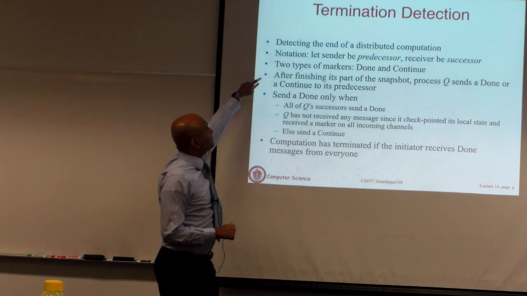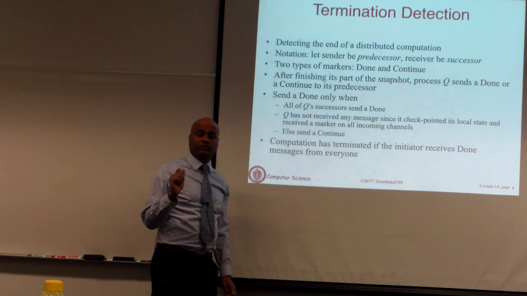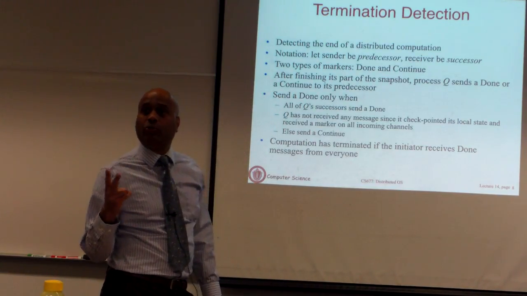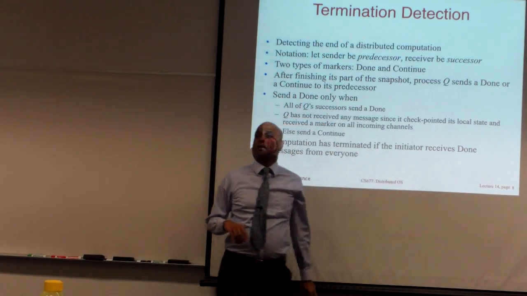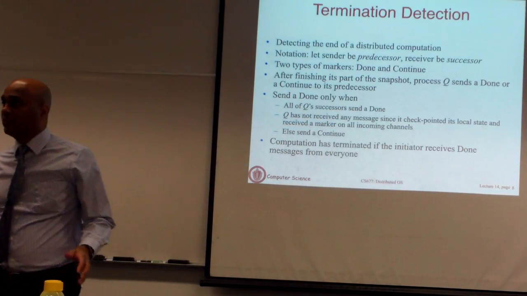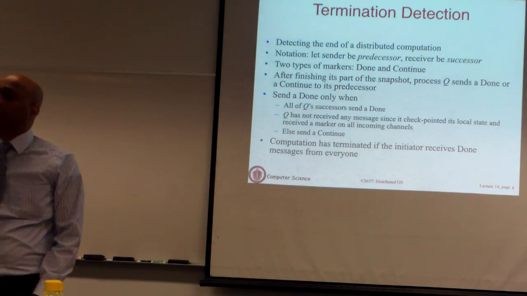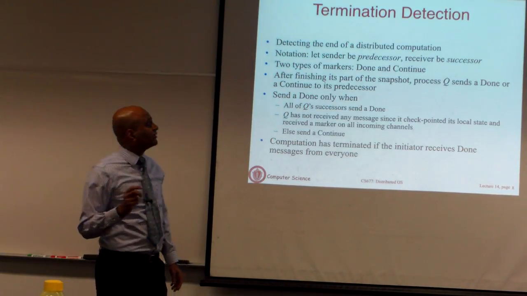So we will assume that in addition to our marker packet that was being used to checkpoint state, we'll have two more types of packets: a done packet and a continue packet. A done packet says that I'm done, that means locally I have no more work to do. Continue says that either I or someone that I'm interacting with is not done, so we have yet more work to do. So these are the two messages we'll add to the protocol we studied last time.